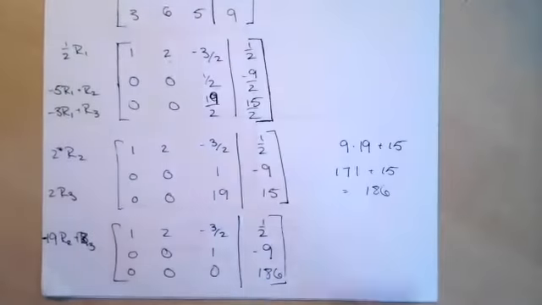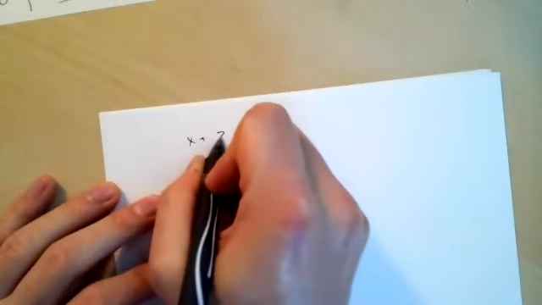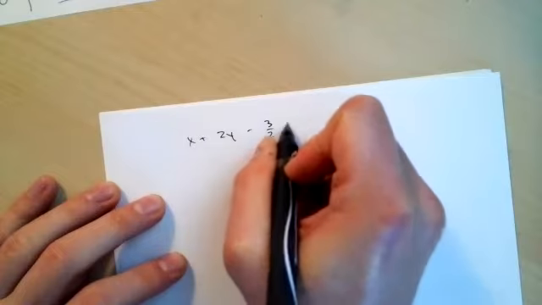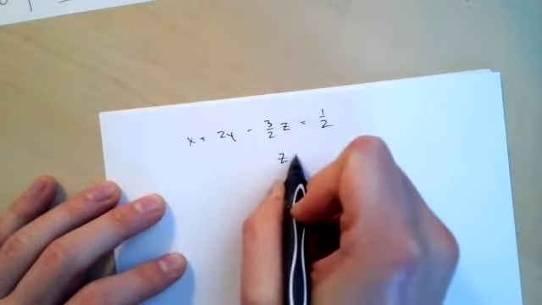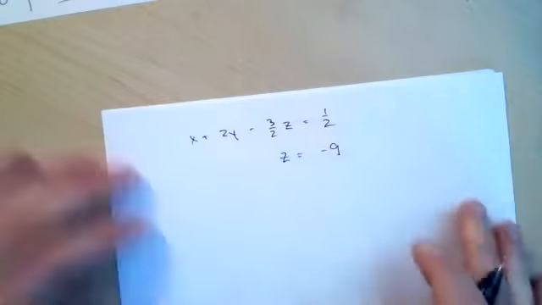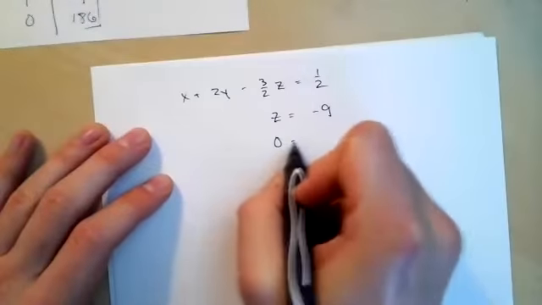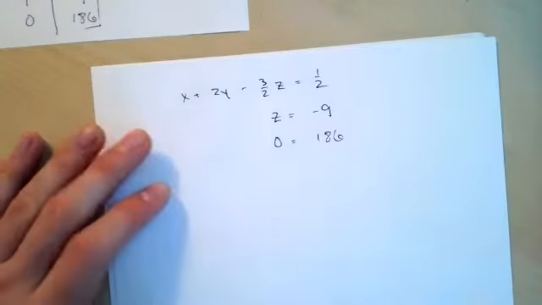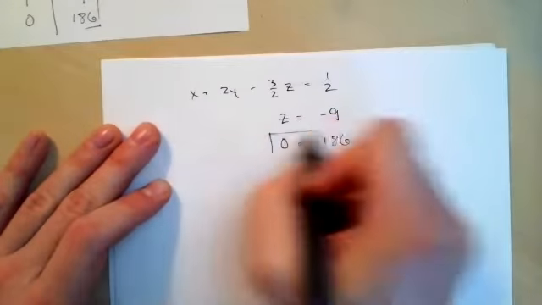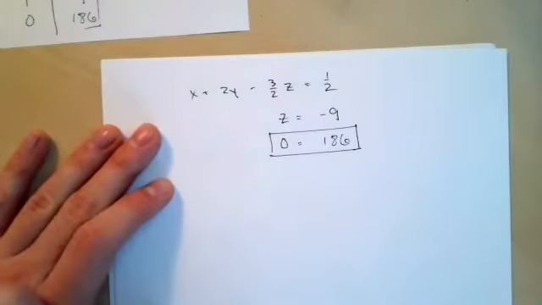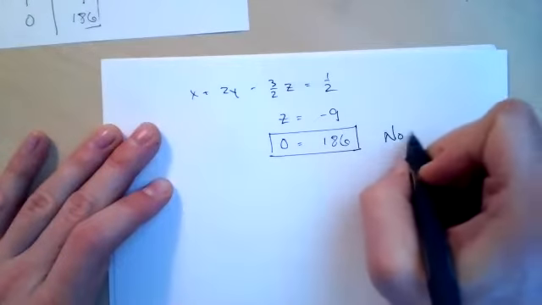And so right now, if we were to convert this back into our equations, what will we get? We'd have a system of equations that says x plus 2y minus 3/2 z equals 1/2. We have an equation that says z is equal to negative 9. And then this last equation says 0 equals 186. And so when we see a statement like this, no solution.